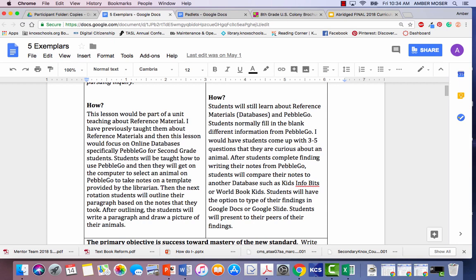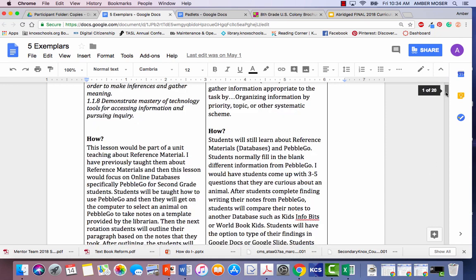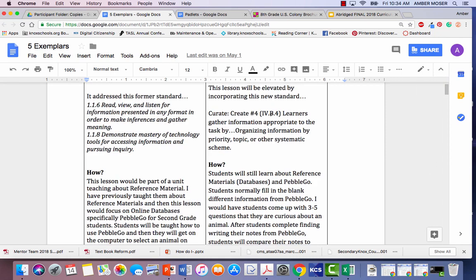And after students complete finding and writing their notes from Pebble Go, students would compare their notes to another database such as Kids Info Bits or WorldBook Kids, and then students would have the option to type their findings in a Google Doc or Google Slide, and students would present to their peers what they found out. Let's go back and look back at the standard here. Learners gather information. They're definitely doing that here. Organizing information by priority, topic, or other systematic scheme.